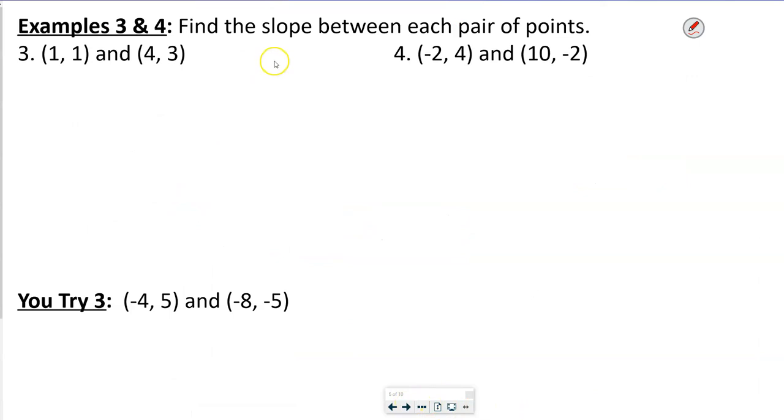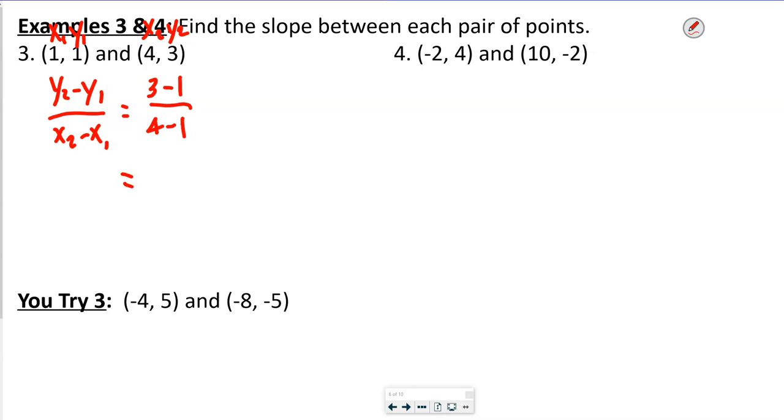All right, so this one says find the slope between each pair of points. So this time we're going to label these x1, y1, x2, y2. And we're going to use our formula, y2 minus y1 divided by x2 minus x1. Okay, so let's just plug those numbers in there. So we got 3 minus 1 divided by 4 minus 1. So that's going to give us 2/3, right? Positive slope of 2/3.